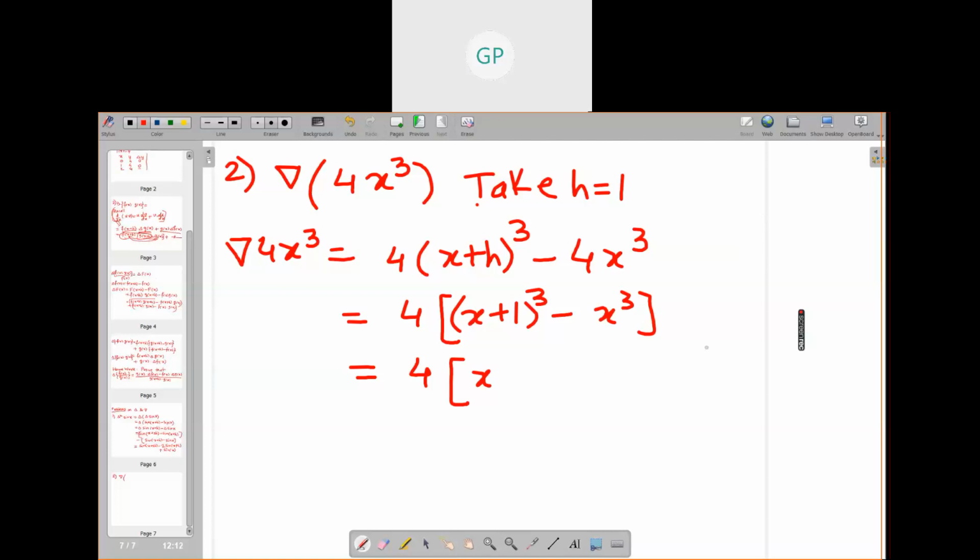Do you hear me, girls? Devashri, do you hear me? Gayatri, why are you messaging? Answer. Can't you unmute yourself and answer my question? What is x plus 1 the whole cube? Yes, Gayatri, I can hear you.